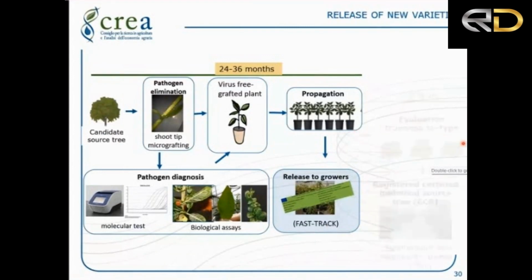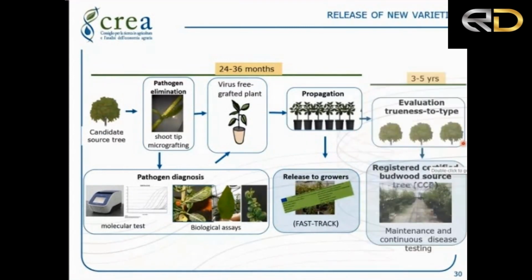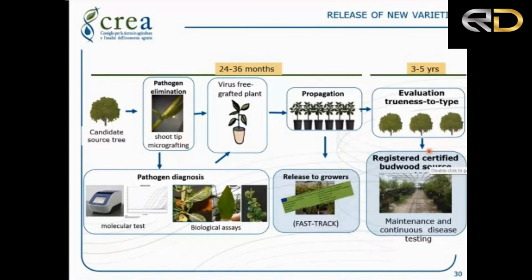Moreover, it could be also a further step which can take 3-5 years, which leads to the introduction of these plants directly in the certification program, after a step of trueness to type, and also a phytosanitary evaluation. All the plants, when registered, are maintained and continuously tested for disease.